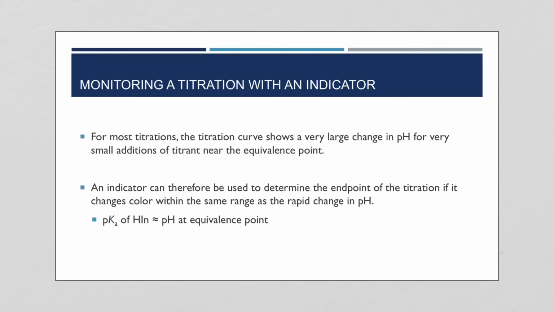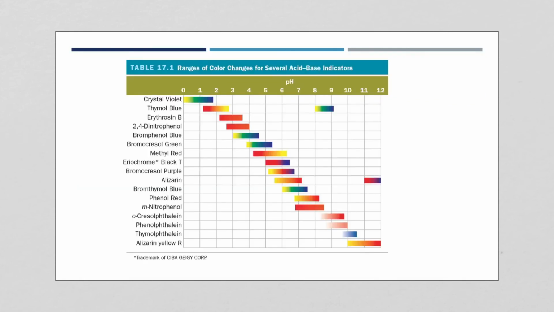Okay, so I've already talked about these, but I just put these in for a little bit of extra emphasis that we're monitoring at the equivalence point, and we want to match up the end point, or the color change, of our indicator with the equivalence point of our titration. So just for fun and reference, we can look at a table of all kinds of different indicators, and you can see that I'll highlight phenolphthalein here.